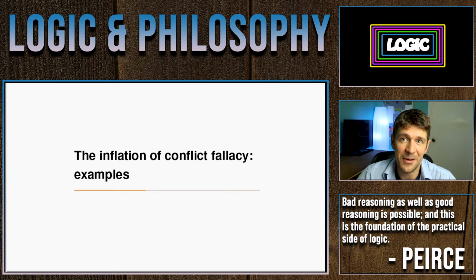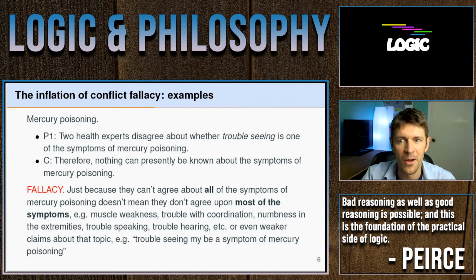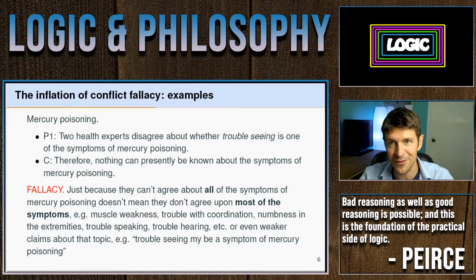As always, I think you learn most about fallacies by looking at some examples. So let's go and dive into some of these examples. So let's start with mercury poisoning. Two health experts might disagree about one of the symptoms of mercury poisoning. They might disagree about trouble seeing, whether it's one of the symptoms of being poisoned by eating too much large fish or something like that and having mercury poisoning.